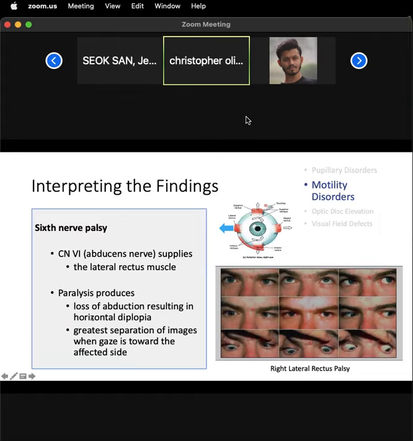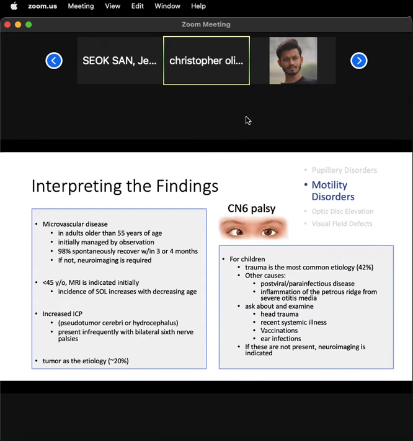Paralysis produces loss of abduction that may result in horizontal diplopia. The greatest separation of images is when the gaze is toward the affected side. So if the patient cannot look to the right, then that is the affected side. Microvascular.